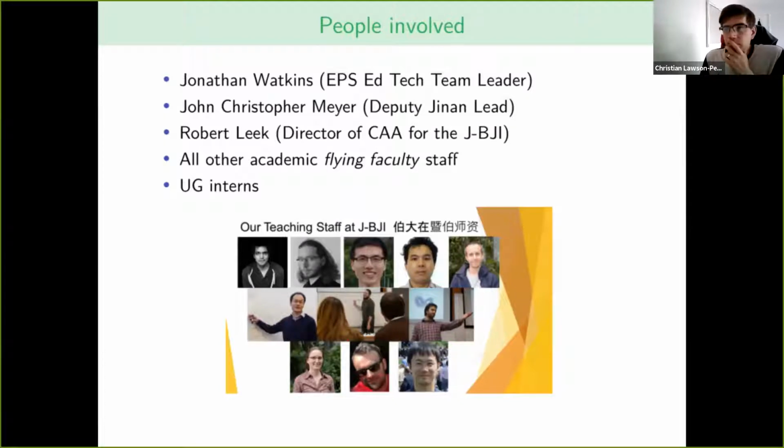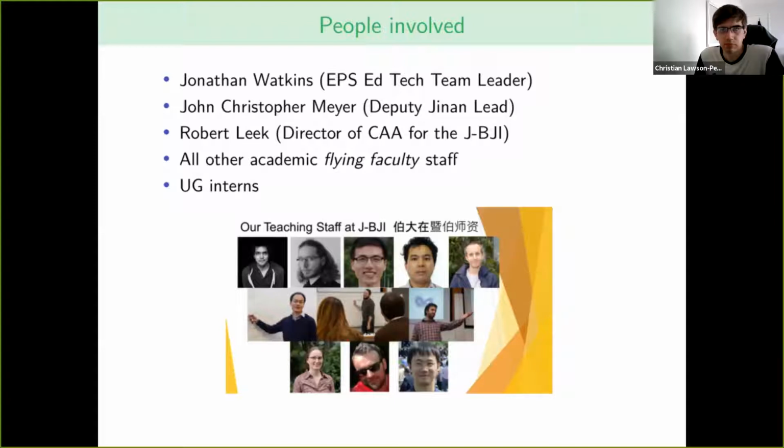Jonathan Watkins is Education Technology Team Leader for the College of Engineering and Physical Sciences. So John and his team provide support to those who use computer-aided assessment within the University of Birmingham, specifically the college. And this college includes hundreds of academic staff. There is myself and Rob, who are academic members of staff within the School of Mathematics at the University of Birmingham. And the three of us have been singled out because at one stage or another, we were responsible for the computer-aided assessment provision at the Jinan Birmingham Joint Institute.